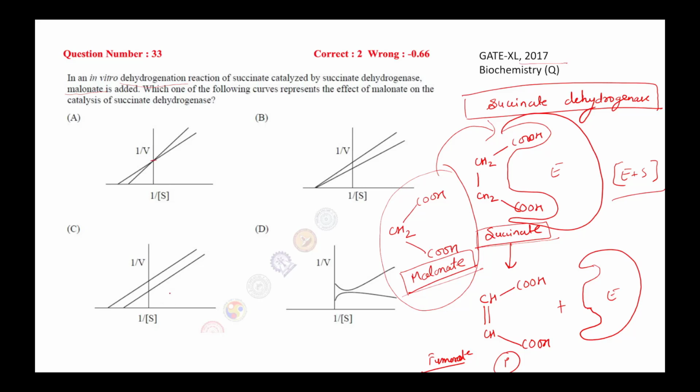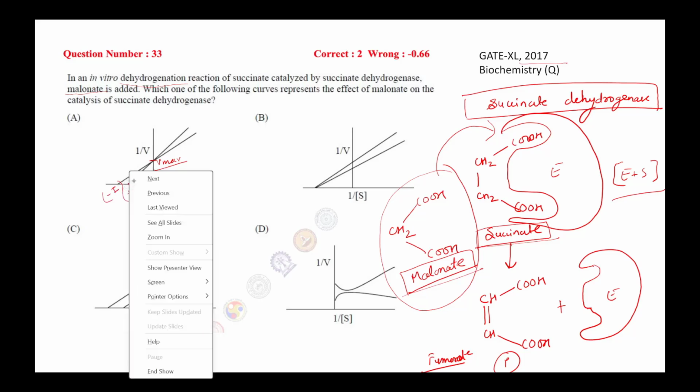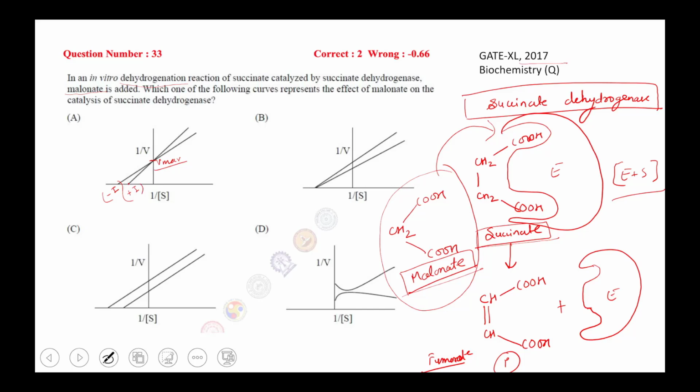If we see all four graphs, in three of them the y-intercept is changed, that is the Vmax is changed, but according to our theory the Vmax will remain the same. That is why we'll go with the first option. Here the Vmax remains constant, but the Km is changing. Comparing without inhibitor and plus inhibitor, the Km will increase. So according to the Lineweaver-Burk plot and competitive inhibition kinetics, our correct option will be option A.